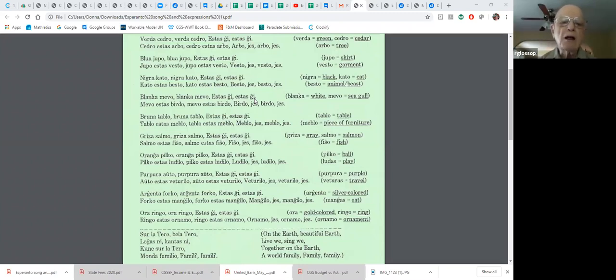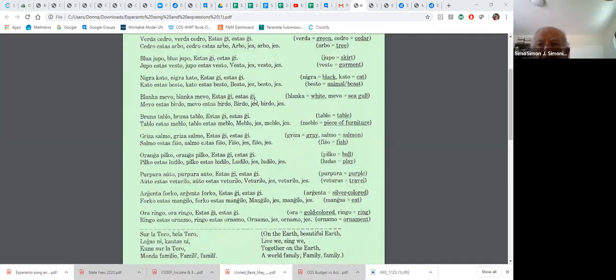Esperantists were complaining that in my words for the song, sometimes you have to sing two or three syllables to one note. And they said, oh, you can't do that. Well, I said, in my experience, many hymns are sung that way, where they will put more than one syllable to each note. But notice what I've done in that song. If you look at the last four verses, you got Pilko estas ludilo, auto estas veturilo, porko estas manĝilo.